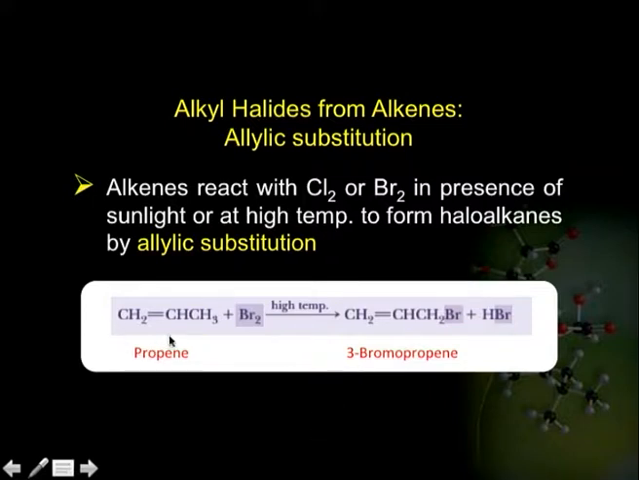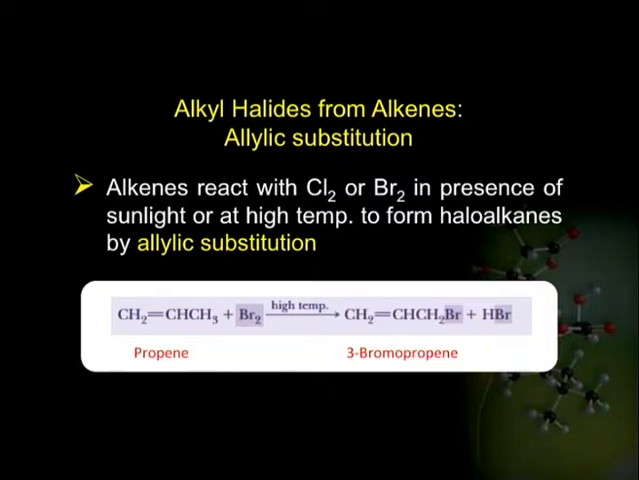So, this is propene which reacts with this halogen molecule either in presence of light or very high temperature, and gives, now the double bond is intact, but the substitution has taken place on the allylic carbon. As a result, we get 3-bromopropene and not the saturated hydrocarbon, and as a result HBr gets created.